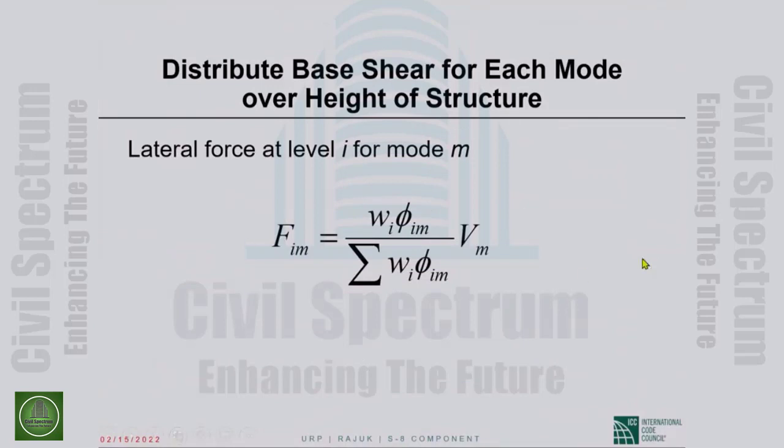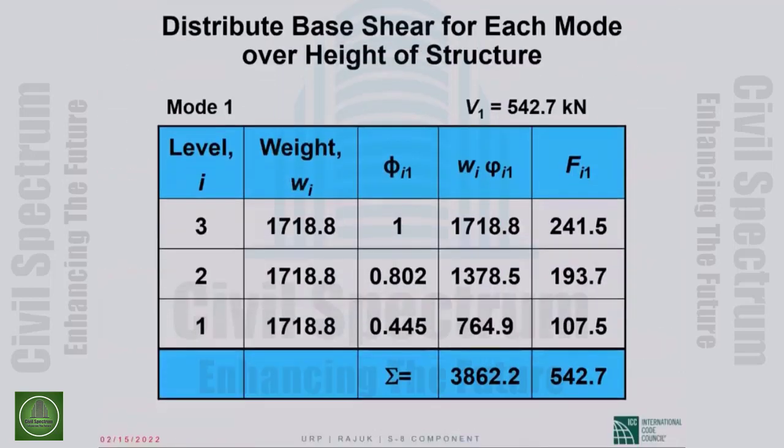The second mode base shear will be distributed along the height of the structure according to the second mode shape, and the third mode base shear will be distributed according to the third mode shape. Okay, so the first mode base shear of 542.7 kilonewtons distributed according to the first mode shape gave us those forces at the three floor levels, the two floor levels and the roof level. The addition of the three is 542.7.